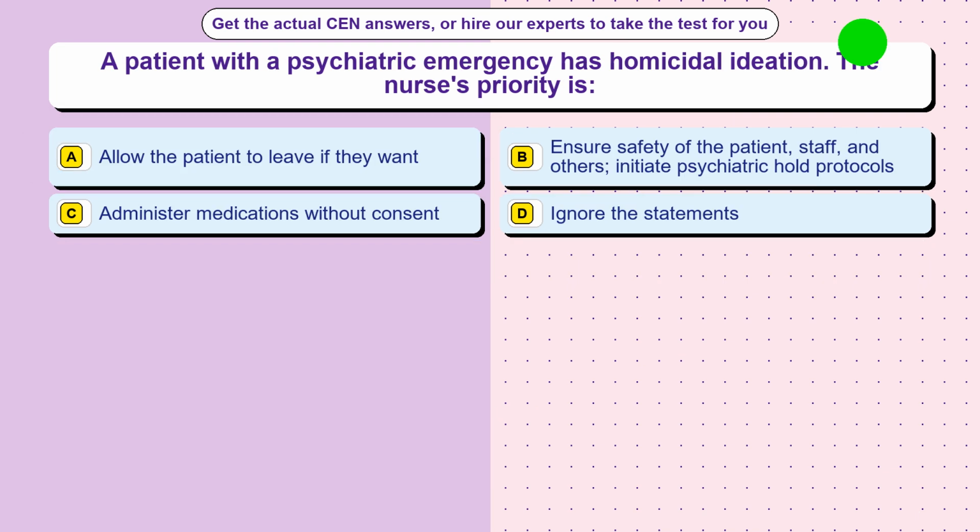Question 91. A patient with a psychiatric emergency has homicidal ideation. The nurse's priority is Option A, allow the patient to leave if they want. Option B, ensure safety of the patient, staff, and others, initiate psychiatric hold protocols. Option C, administer medications without consent. Option D, ignore the statements.